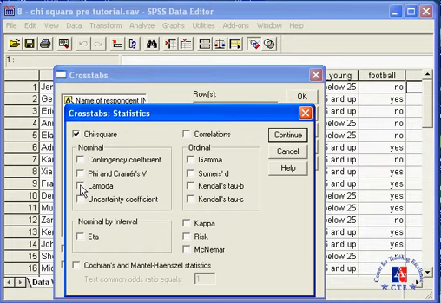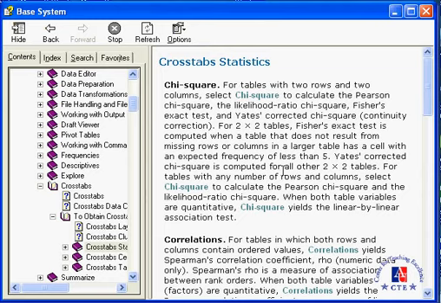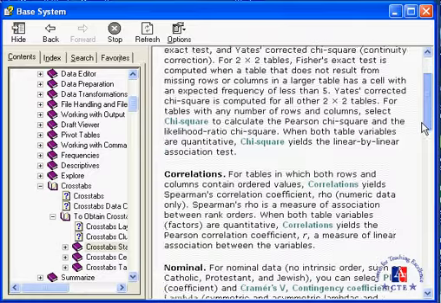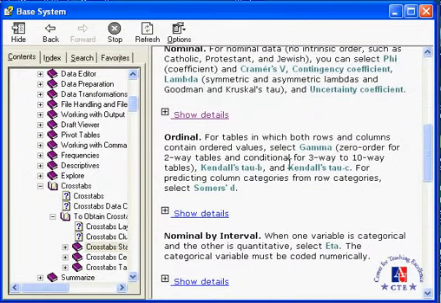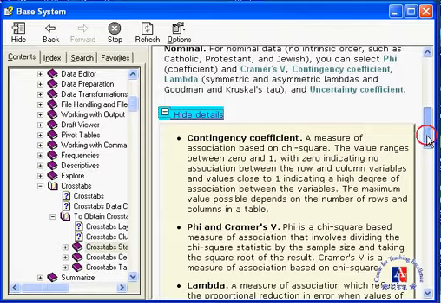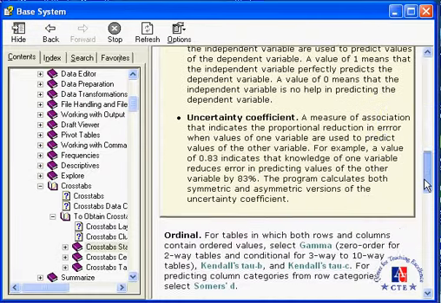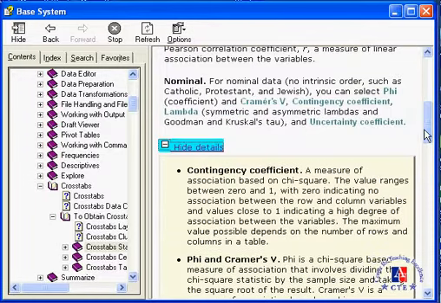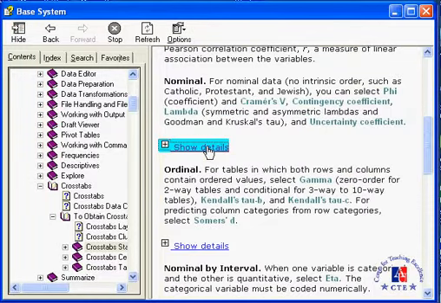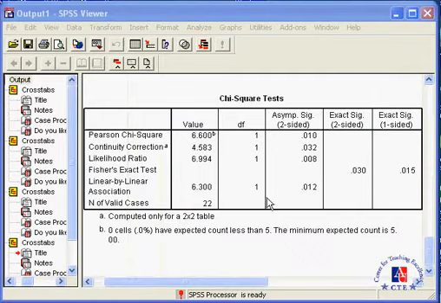So there are a number of issues to consider. SPSS can give you some help with that. Click on the Help button and you get a list of statistics. Let's scroll down here and just click on the link that says Show Details. And there you get the description of the contingency coefficient, of phi, lambda, and so forth. And also, don't forget to use the results coach if you need guidance in interpreting your results. You would do that by right-clicking on any of the output table.